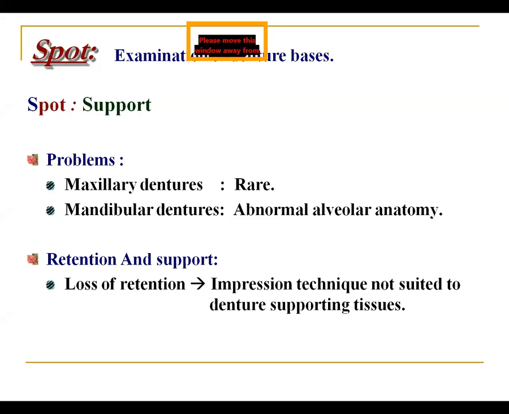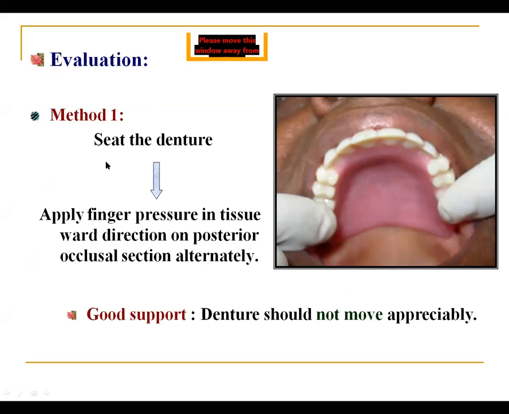See, under the heading examination of denture bases, I am talking regarding support. Support problems are common in mandibular dentures and rare in maxillary dentures. If there is any abnormality of alveolar anatomy, there is a problem with retention and support. If there is a loss of retention, then your impression technique might be wrong. Okay, so evaluation.